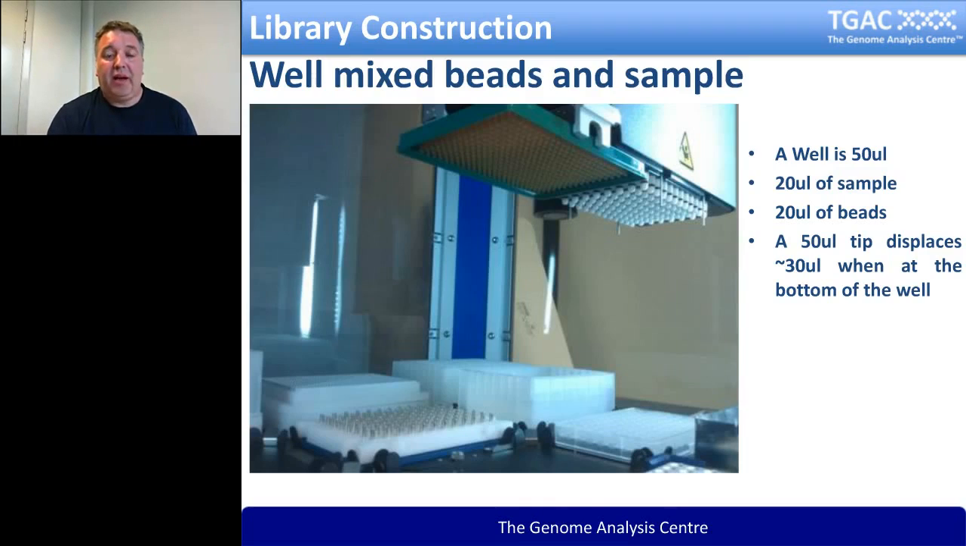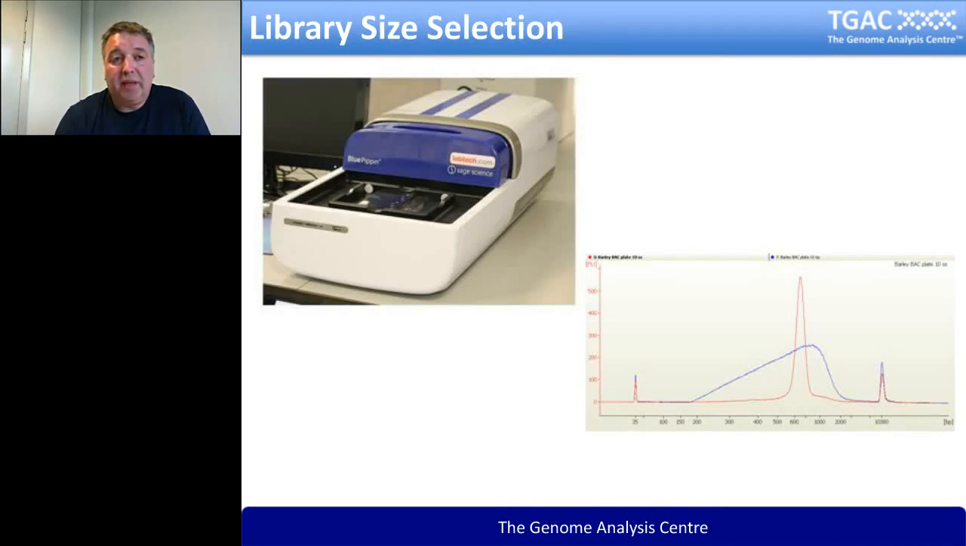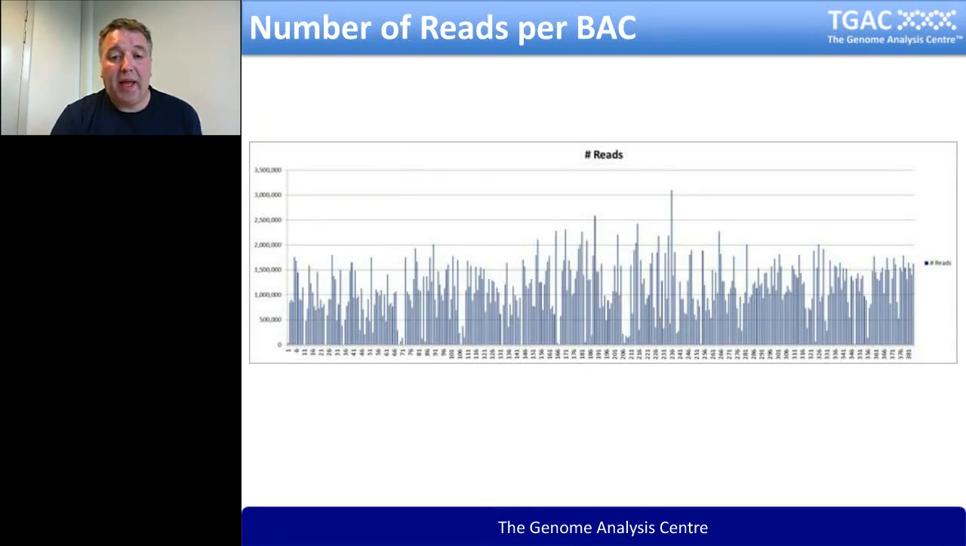So we have a pool of libraries, and we then use a Sage Pippin Prep to size select them, and they're cleaned up at that point as a pool and submitted to the sequencer for sequencing. So this is the result from the very first plate that we ran. You can see that even we were overwhelmed with the number of reads we got with each BAC, and you can see that the coverage is quite a lot.